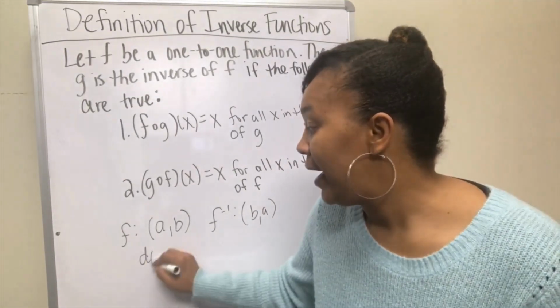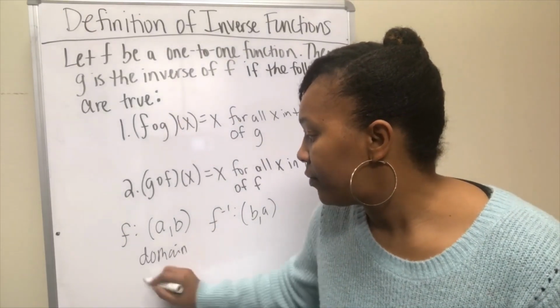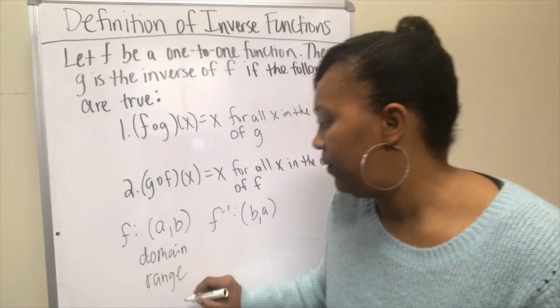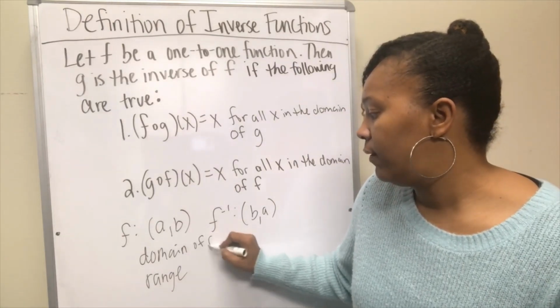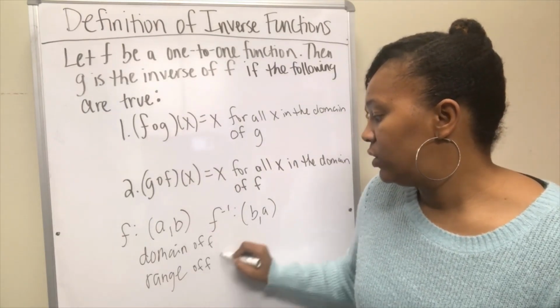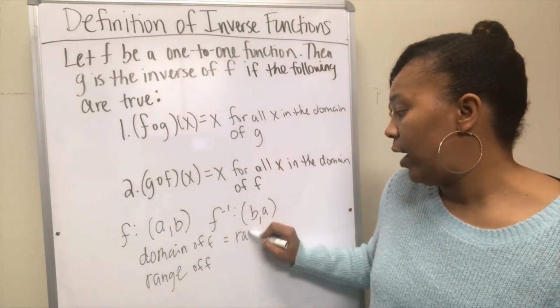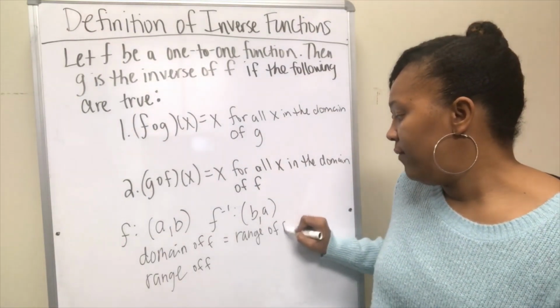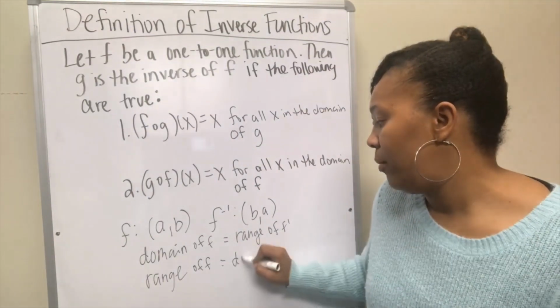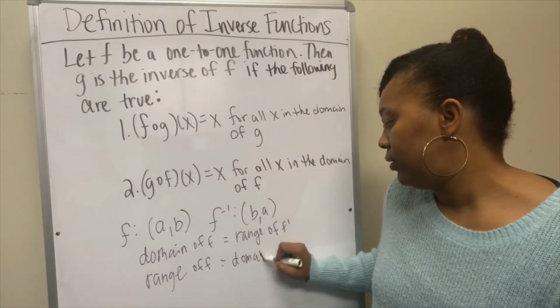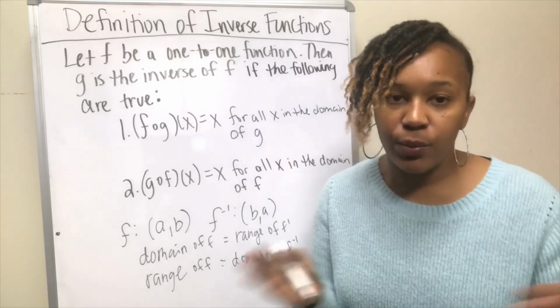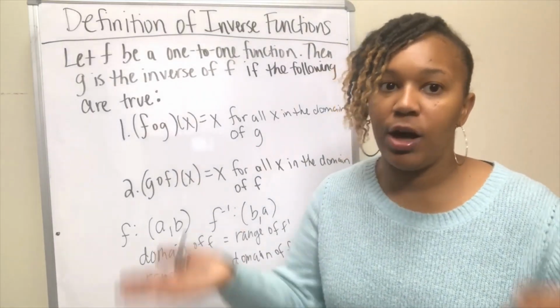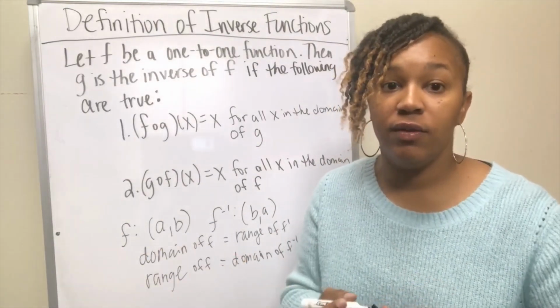So the domain of f and the range of f switch and become the range of f inverse and the domain of f inverse. So basically you're taking your domain and your range, you're switching them. You're taking all your x's and y's and you're switching them. So that's what the inverse function is.